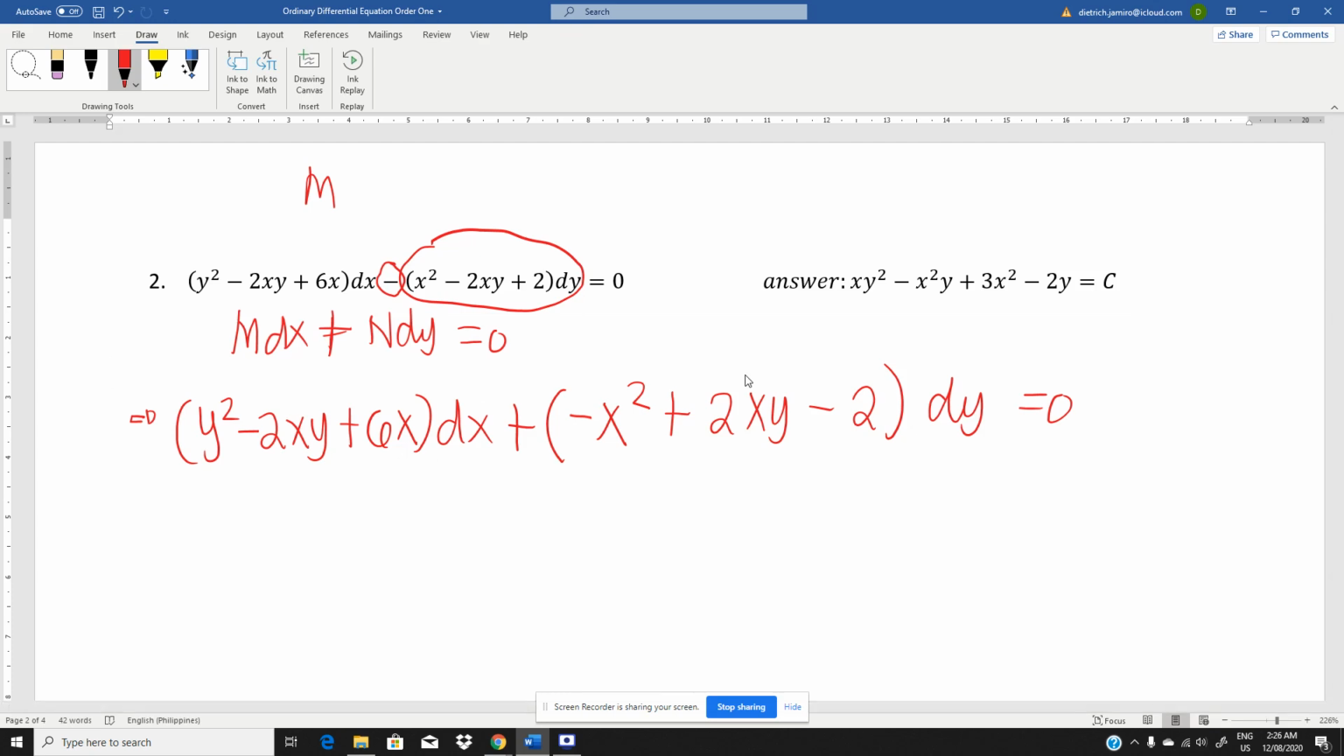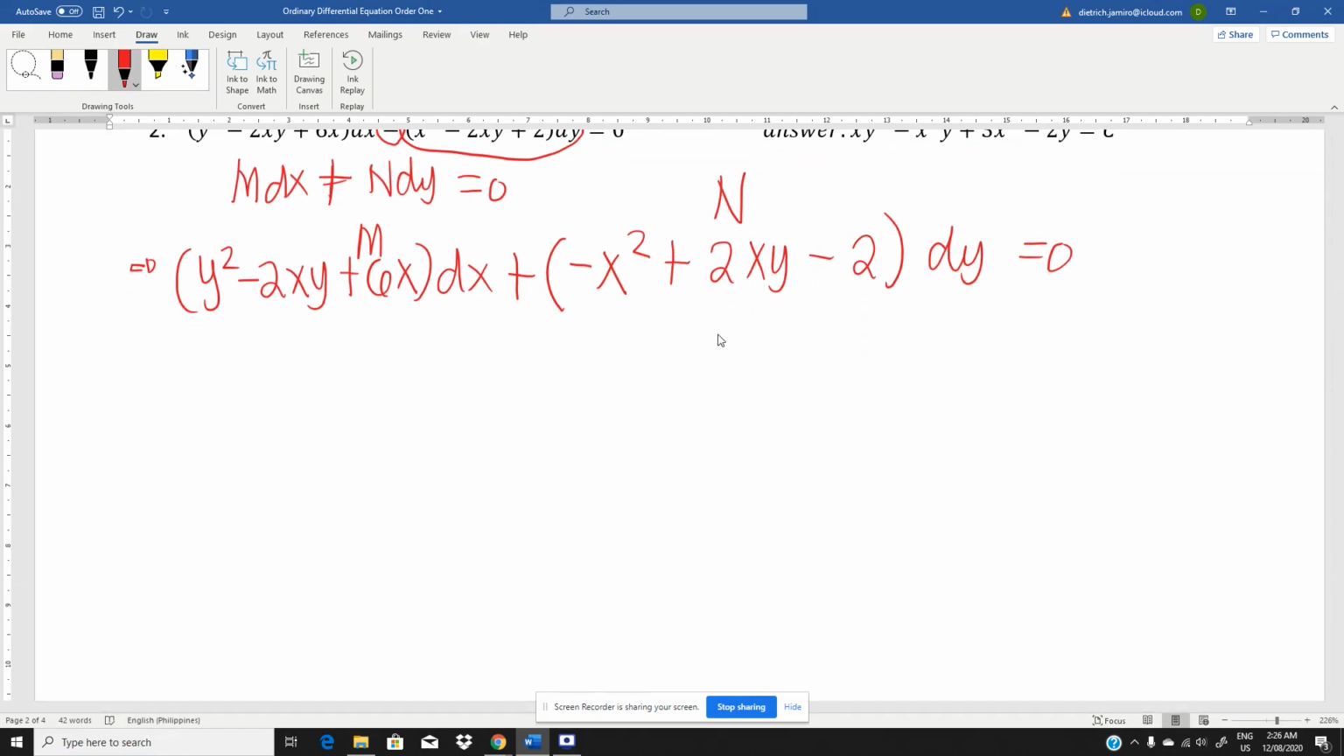So considering this one as M and considering this one as N. Taking the partial derivative, we will have the partial derivative of M with respect to y. So we will have 2y minus, the derivative of this will become minus 2x. And then this one, considering x as a constant, will be 0.